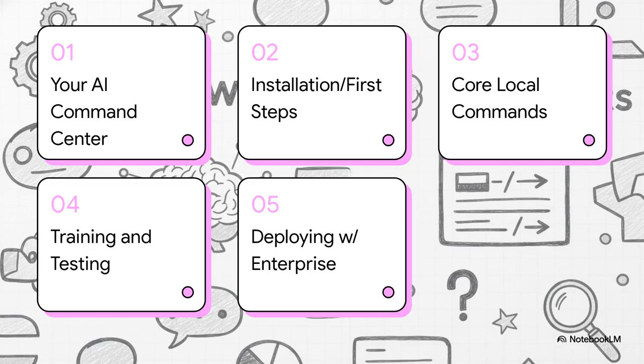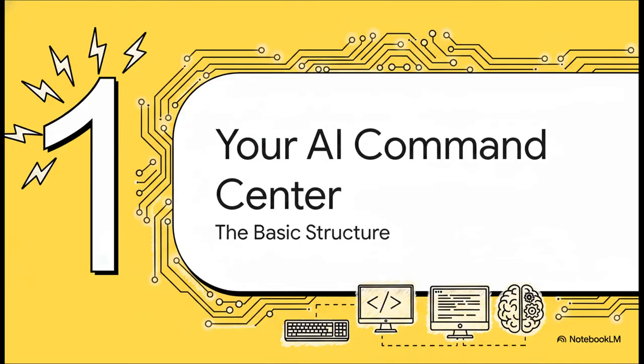So here's our game plan for today. We'll start by understanding the basic command structure, your command center. Then we'll get it installed and take those first few steps. From there, we'll dive into the core commands you'll use all the time, learn how to train and test your agents, and finally, we'll talk about taking them live with Enterprise.